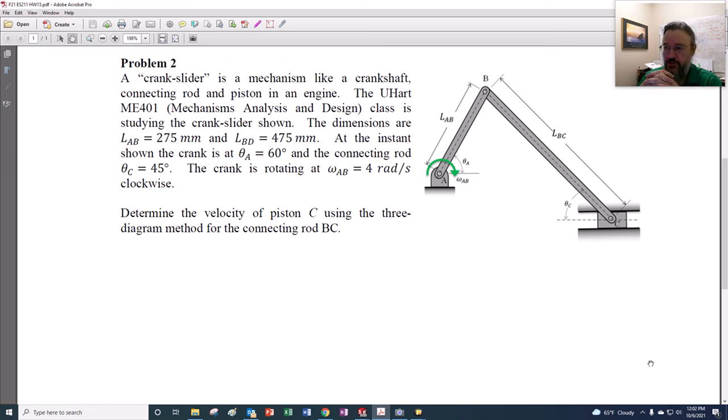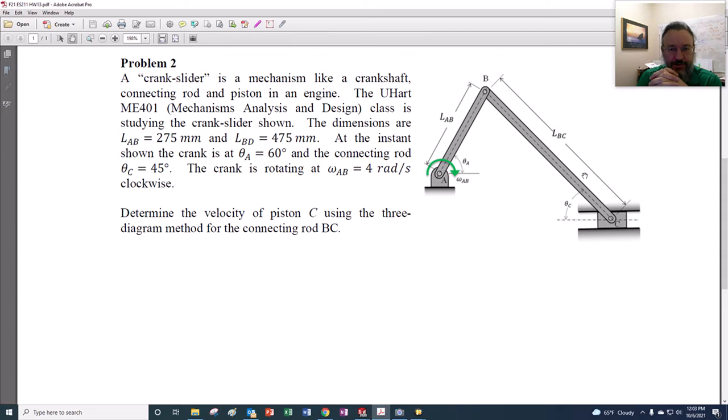Continuation of homework 13 is problem number 2. We have this crank slider, which is a mechanism. It's like a crankshaft, connecting rod, and piston that you'd find in an engine. The piston is usually in line with the same axis as the crankshaft, but that's okay. This is like an offset crank slider, I think they call it.